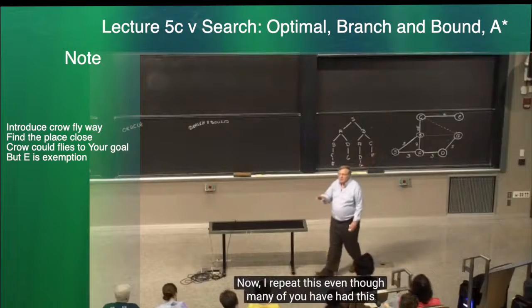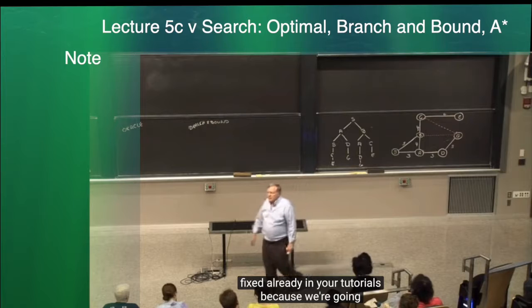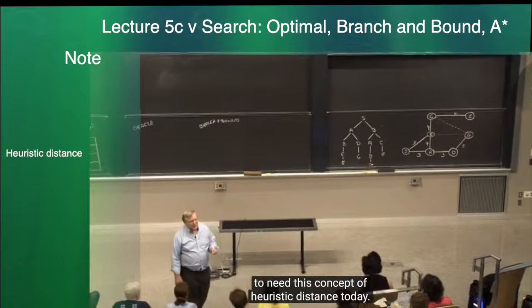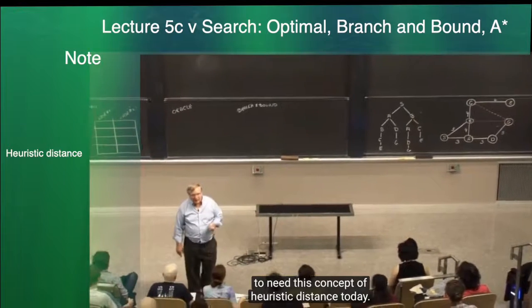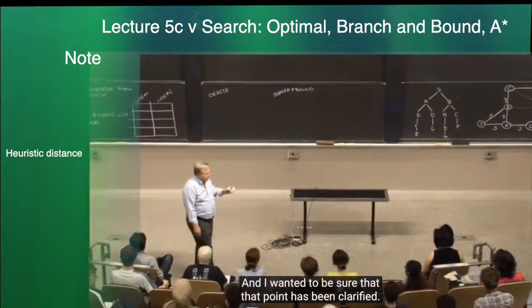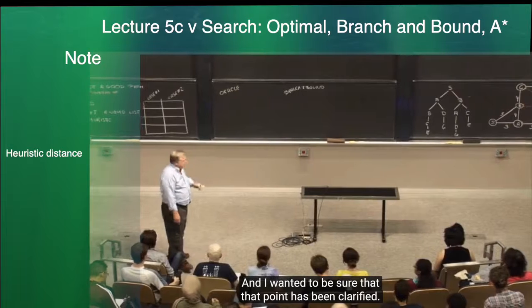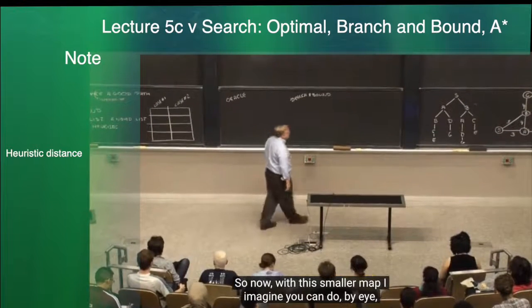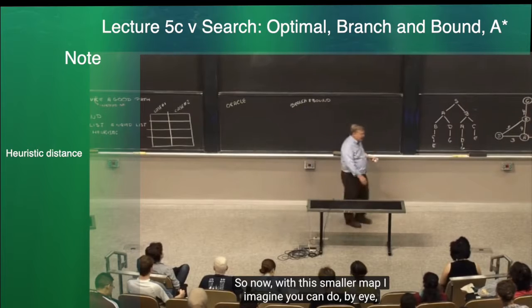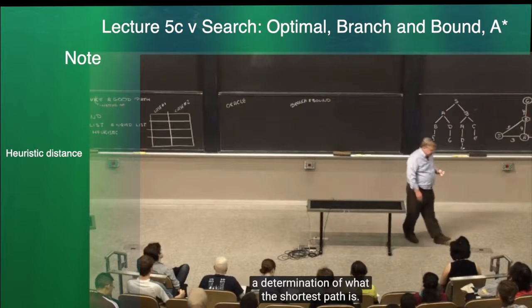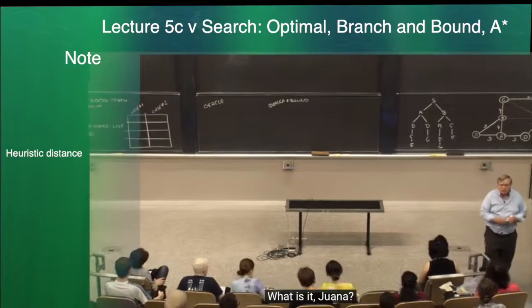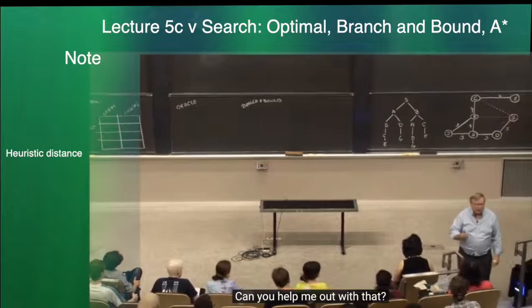Now I repeat this even though many of you have had this fixed already in your tutorials, because we're going to need this concept of heuristic distance today, and I wanted to be sure that that point has been clarified. So now, with this smaller map, I imagine you can do by eye a determination of what the shortest path is. What is it, Juana? Can you help me out with that?